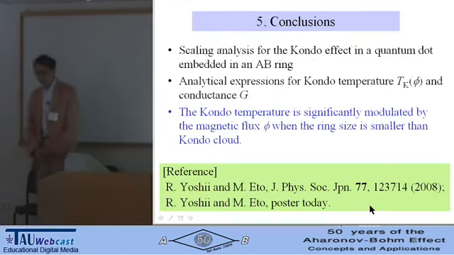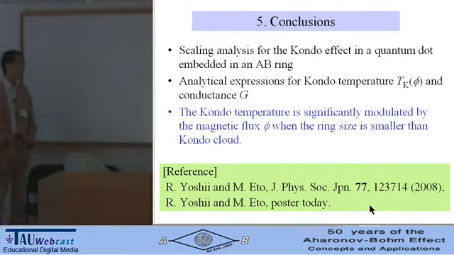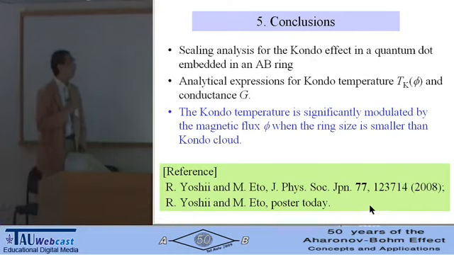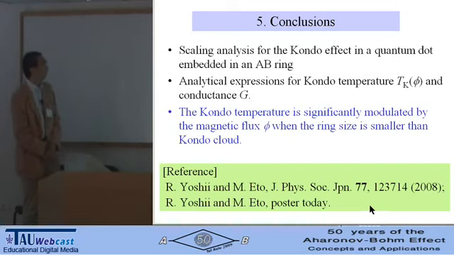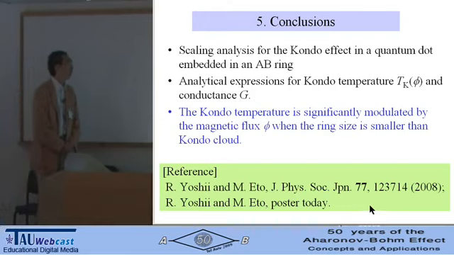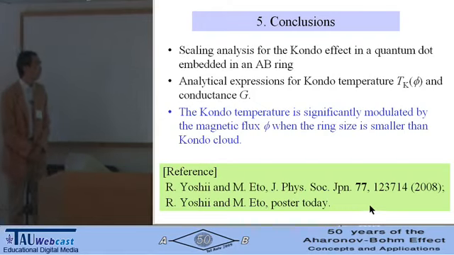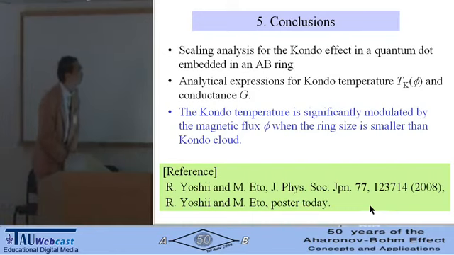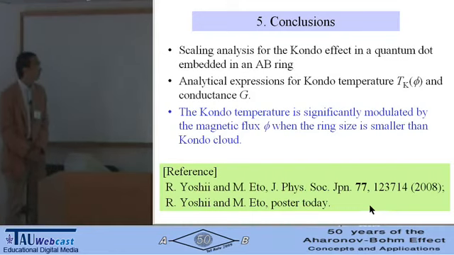So these are the conclusions of our study. We performed scaling analysis for the Kondo effect in a quantum dot embedded in an AB ring. Analytical expressions were obtained for the Kondo temperature and conductance. And the Kondo temperature is significantly modulated by the magnetic flux phi when the ring size is smaller than the Kondo cloud. So thank you for your attention.